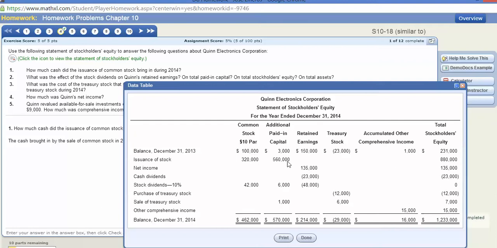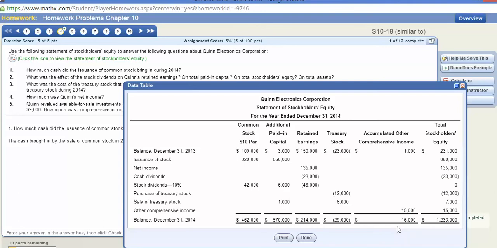What I want to show you is what this entry looks like. One of the downsides of this type of analysis is this is a statement of stockholders' equity only, so it doesn't show the cash account. The cash account's not here because it's not a stockholders' equity account. But let me show you what it looks like.